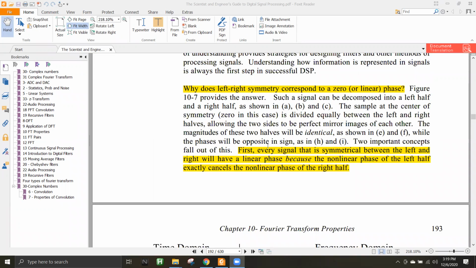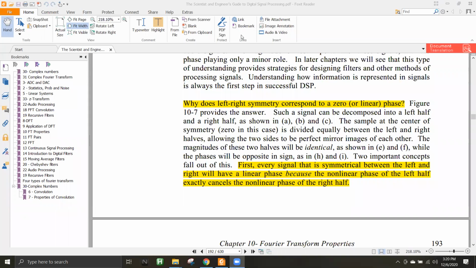The first point here is that every signal that is symmetrical between left and right will have a linear phase. Not necessarily zero, but they're saying that any signal that is symmetrical, not just around sample 0, will have a linear phase, because the nonlinear phase of the left half will cancel the nonlinear phase of the right half. Okay, so suppose this is sample 0, but suppose it is not symmetric around 0, suppose it is symmetrical around some other sample n.